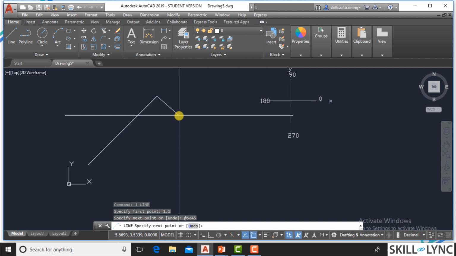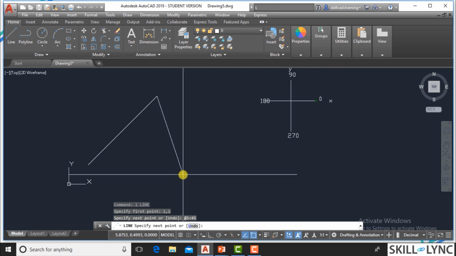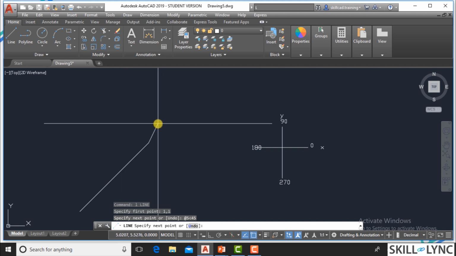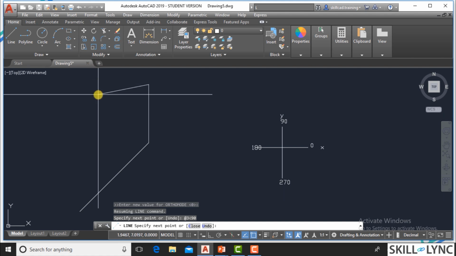So how does it work? See, a line of length 5 units with an angle of 45 degrees with the positive direction of x is created, right? Now the next point: I want a line of length 3 units at an angle of 90 degrees with the positive direction of x. Now I want to draw a line of length, let's say, 5 units. Length cannot be negative, right? So the length is 5 units at an angle of 180 degrees with the x-axis. Now you can see the line direction has changed.